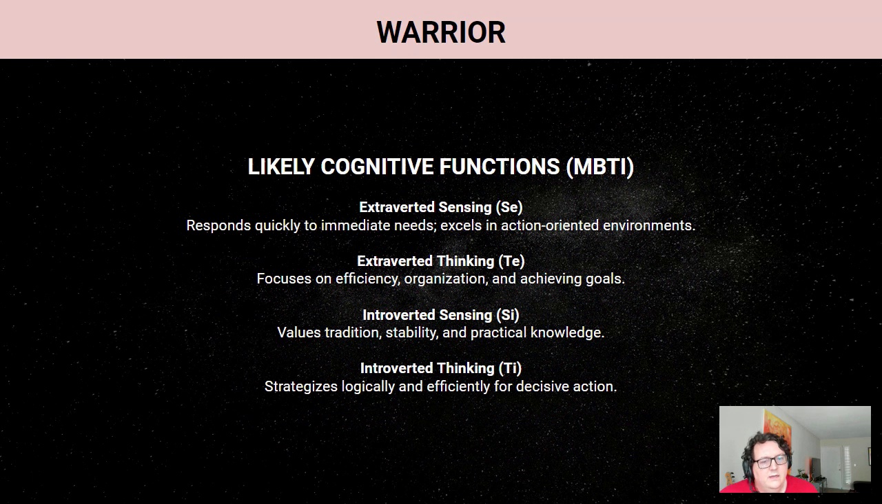Extroverted thinking is also big, which is focused on efficiency, organization, and achieving goals. And since warriors are very goal-oriented, they'll probably really favor extroverted thinking. They might also like introverted sensing, which values tradition, stability, and practical knowledge. It's the other sensing function. They also might like introverted thinking, strategizing logically and efficiently for decisive action. So basically, the ST characteristics are big for warriors.